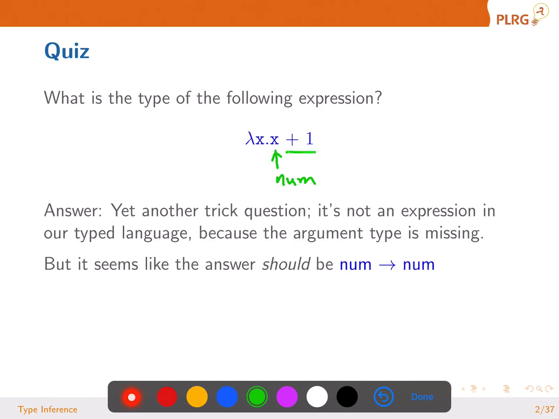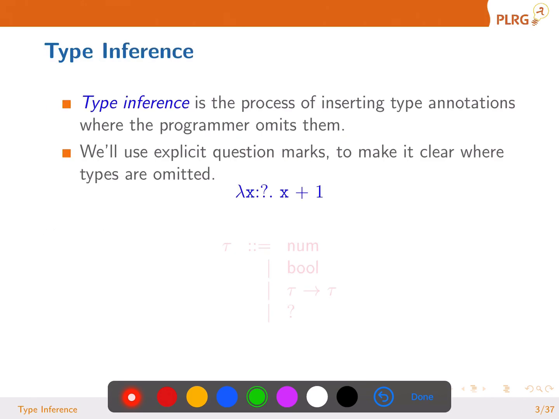Why? Because we are adding 1 to that thing. It would better be a number, not a closure or something else, right? So we infer, we hope, that that's num, meaning that the parameter type is num, the result is num, so the whole expression is num arrow num, right? That's the usual way. So type inference is the process of inserting type annotations where the programmer omits them.